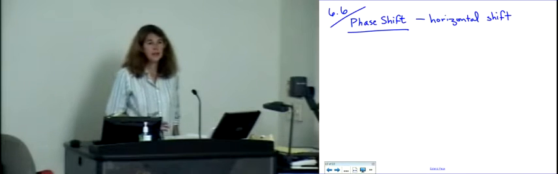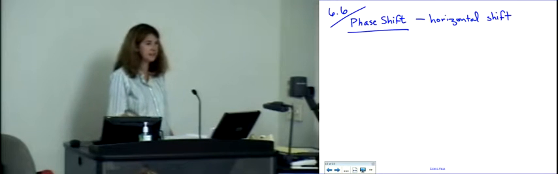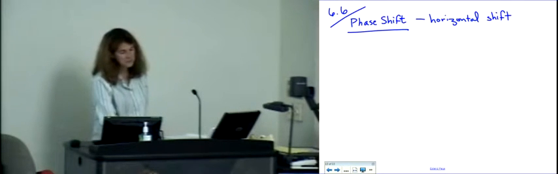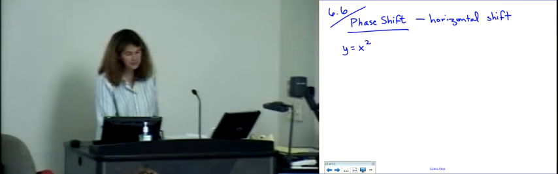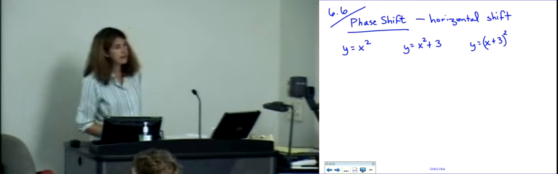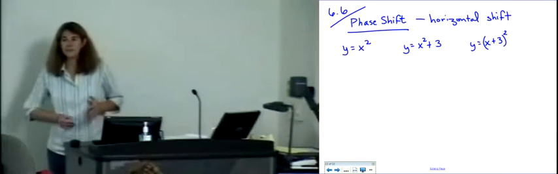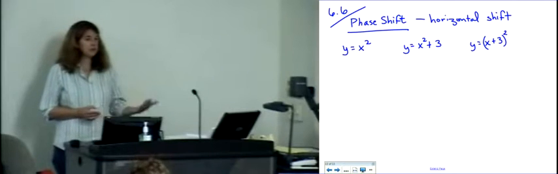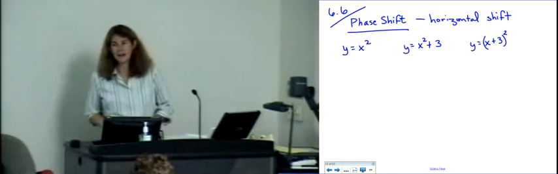You might remember from a previous algebra 2, some class, some of those basic functions and how they worked. I'm going to go back to one we used earlier today, y equals x squared, and compare that to y equals x squared plus 3 and y equals x plus 3 squared. We want to see what the differences in these are. Since we know what y equals x squared looks like, we should be able to have some idea of what these other two graphs look like without plotting points and all that.